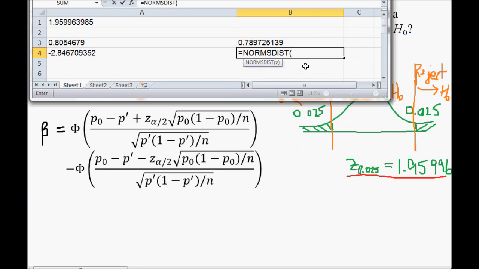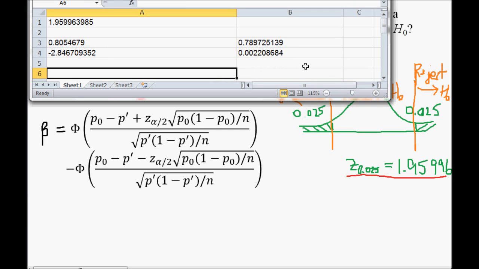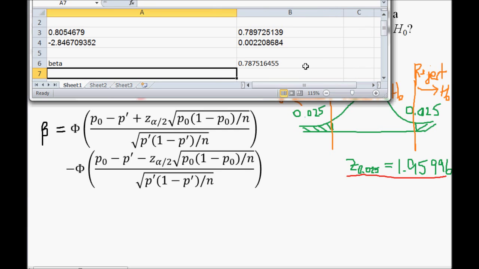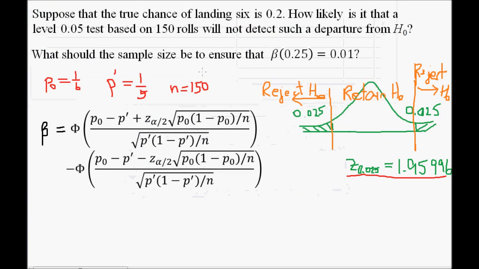Do the same thing for the second number. And then the difference between them is going to be the beta. So beta will be equal to the difference of these two things, and so our beta is going to be 0.7875. So we'll go ahead and write that down. 0.7875, and that is the computation of beta for this problem. That's a fairly large value of beta.